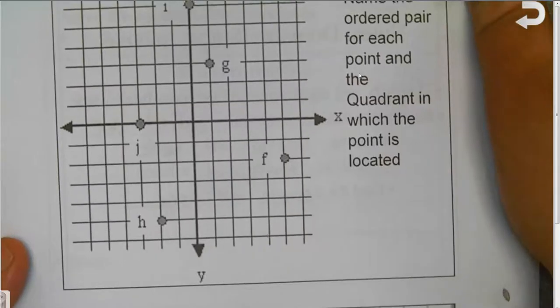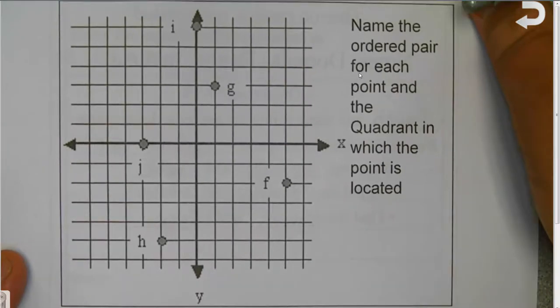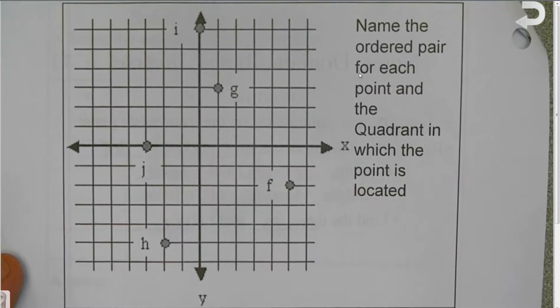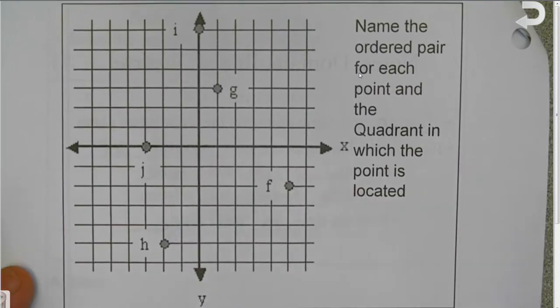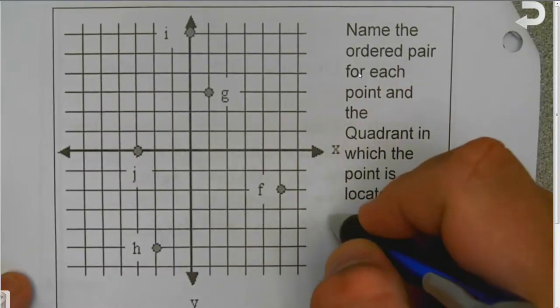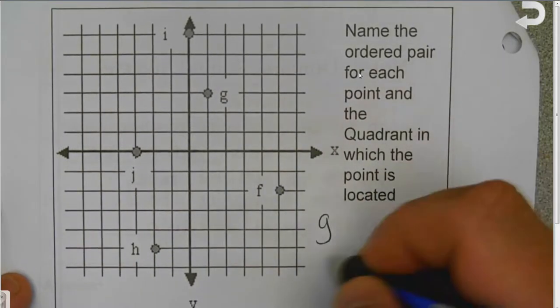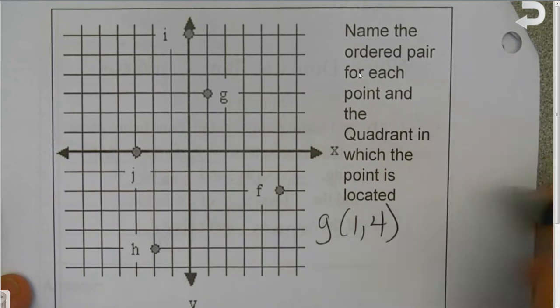We'll go into this a little bit when we go over class, but I want you to name the ordered pair for each point and the quadrant in which each point is located. So, for example, on this you're going to write G, and G is located at (1, 4), and it's in quadrant 1.